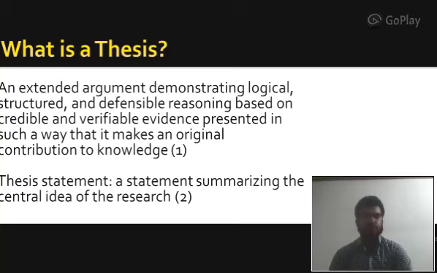You have to provide convincing, solid evidence backing up your argument. So research is not about simply your own personal opinion that is unjustifiable, that has no reasoning behind it.